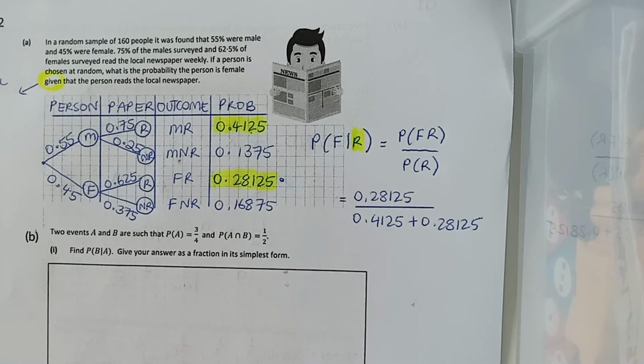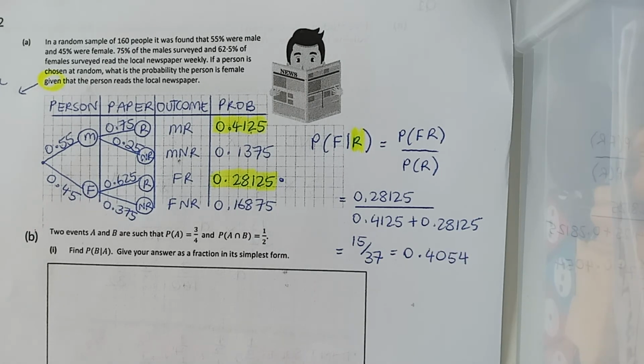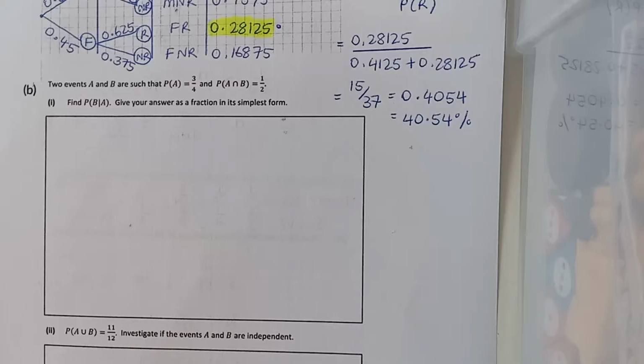And I'll stick that into my calculator and I'll get 15 over 37, or if you prefer to write it as a decimal, you can say 0.4054, or even if you wanted to give it as a percentage, 40.54%. They didn't specify in the question, so whichever of those you prefer is totally fine. Do watch out for that word given. It's always going to be a good old hint that you're looking at conditional probability. B part 1 is actually quite similar to part A of that question.